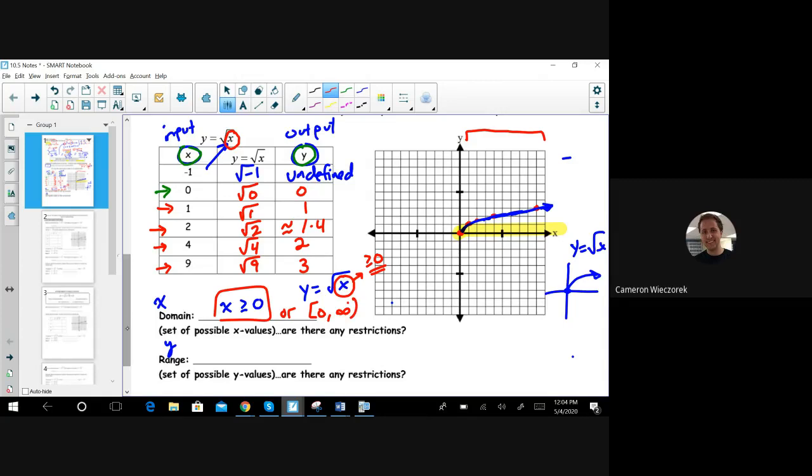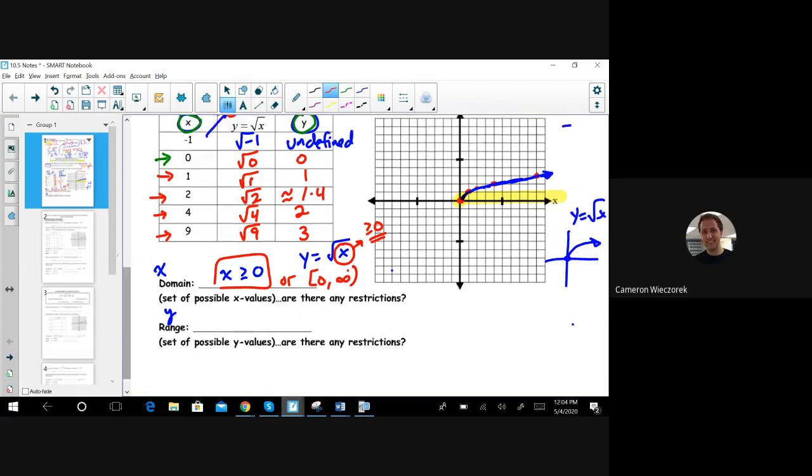The range, you'll want to look at the graph. Remember, range is all the y values. You'll notice all of our y values in this problem are starting at 0 and they're going upwards forever. There's nothing at all down here. We have no negative y values. They're 0 or they're positive. So my range would be y is greater than or equal to 0. And if you did interval notation, that would again just be 0 to infinity. No negative y values in the problem, only 0 or positive.